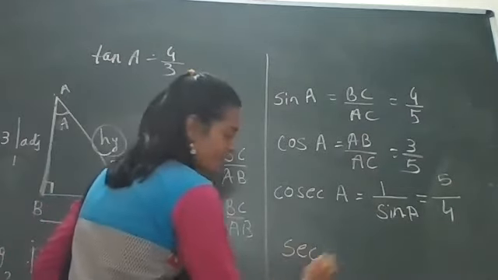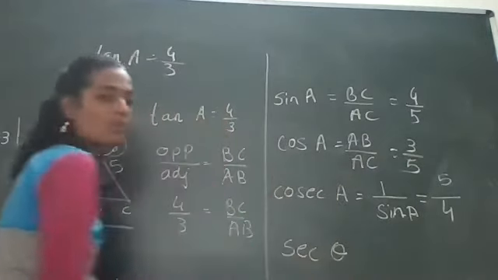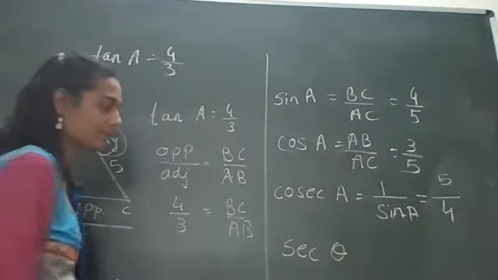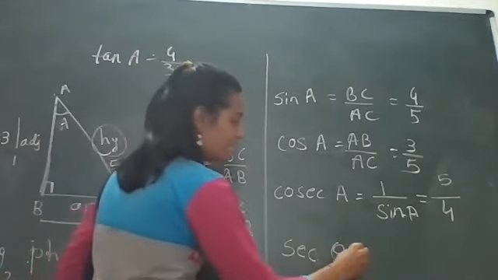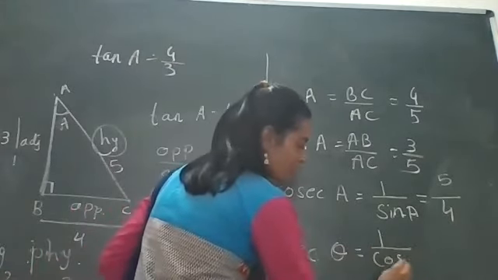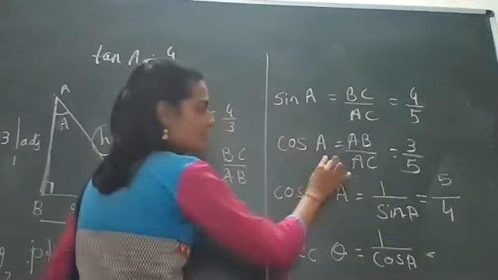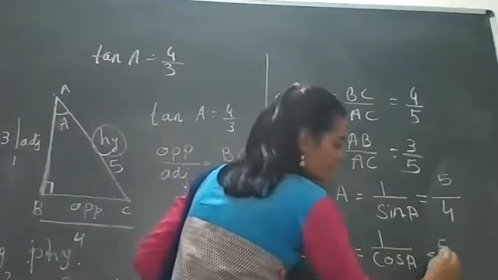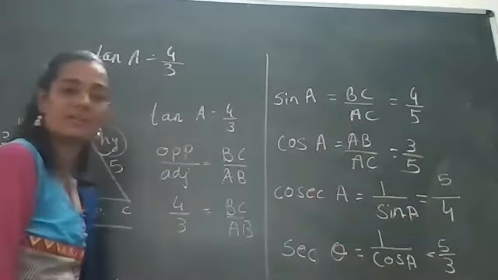Now remaining is sec theta. It is the reciprocal of cos A. Yes or no? So we will write 1 upon cos A. The value of cos A is equal to 3 upon 5. So the reciprocal of 3 upon 5 is equal to 5 upon 3. Okay?